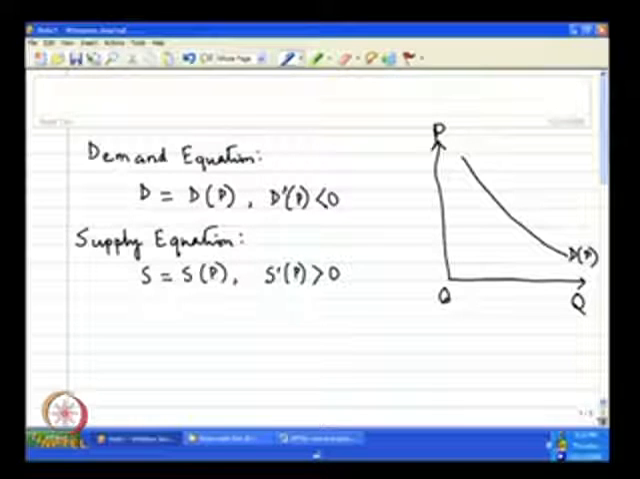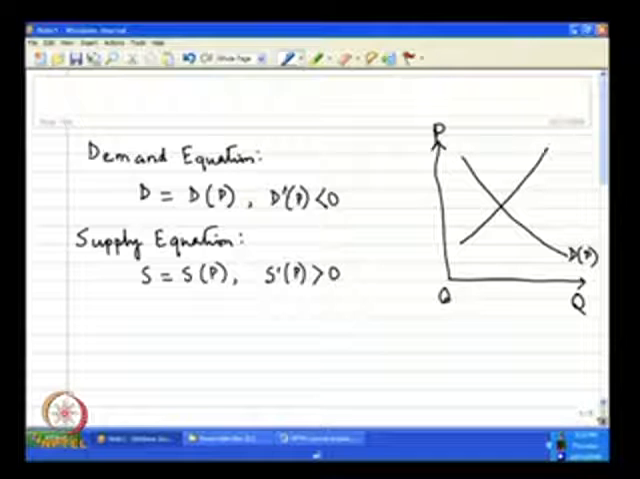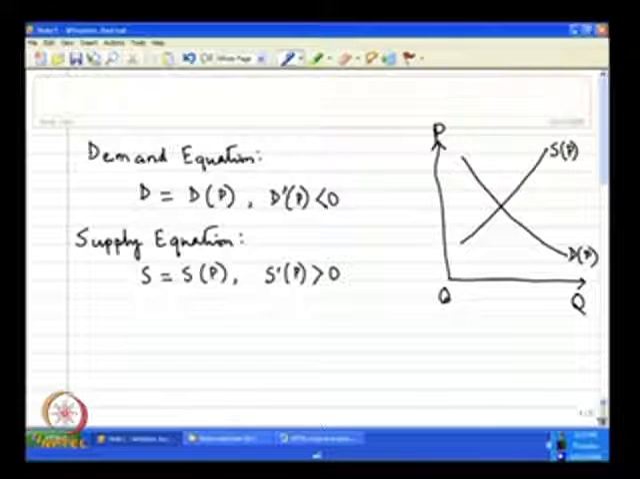S represents the quantity supplied. D represents the quantity demanded. Now, similarly, just as we have represented D, we can represent S, and it will be an upward rising function like I have drawn in the diagram. So this is the model. This is the model of a market.